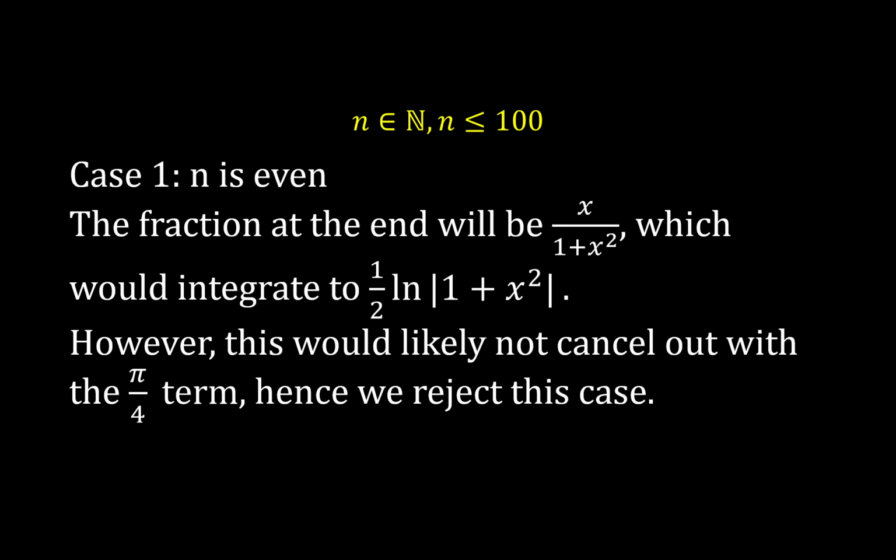So the first case is when n is even, this fraction will integrate to a ln function. However, this will likely not cancel out with the power of 4 term. So hence we should reject this case, since the resulting integral will not be rational, and that's not what we're looking for.